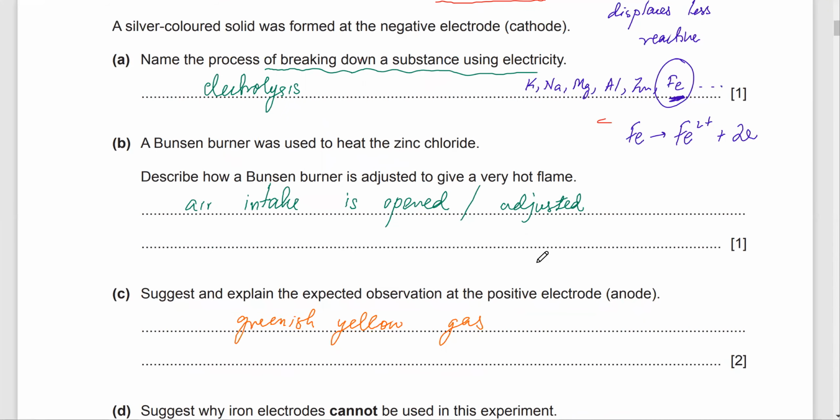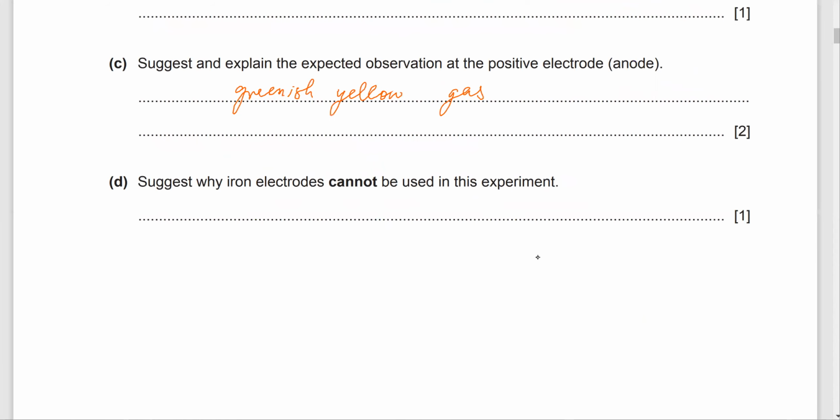So, suggest why iron electrodes cannot be used. It's only a 1 mark question, so you're going to write that. I think you should just write: iron is a reactive metal and will react.